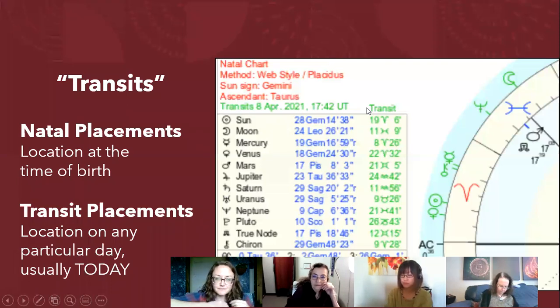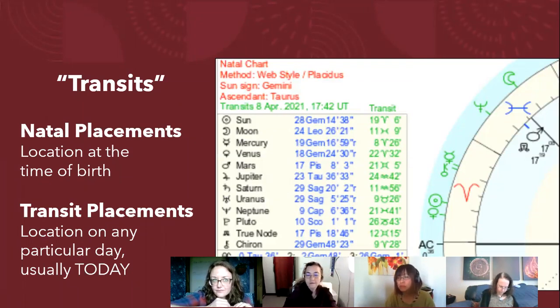Hi. So looking at the transit placements, how could that help find out things in relation to the natal placements? How could it help for a beginner, or even for an astrologer? How could it help predict things, or how is it beneficial?